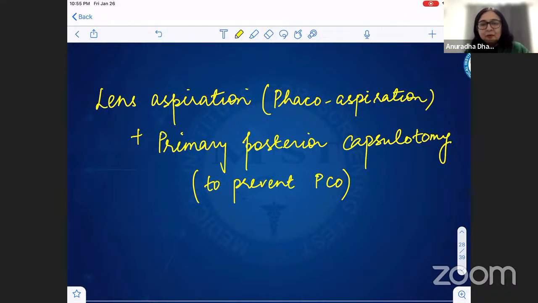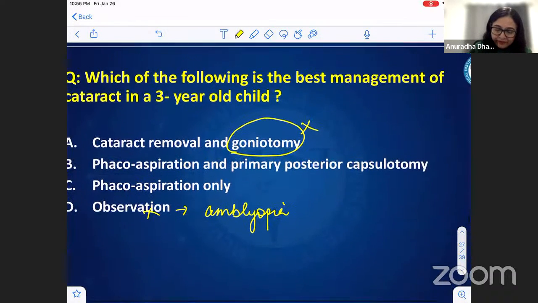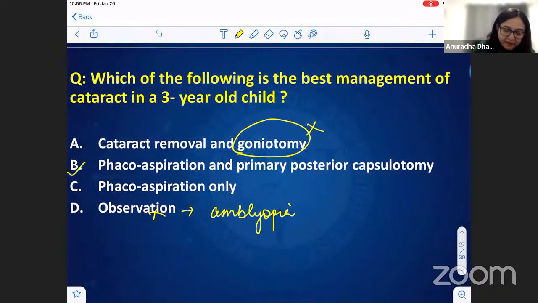So anterior capsulotomy is done in all the cases, the CCC, continuous curvilinear capsulorhexis. But in children, what additional thing are we doing? We are making an opening in the posterior capsule also, a small opening in the center, which is called primary posterior capsulotomy. That is to prevent the risk of central PCO. So the right answer for this question, the best management, will be phacoaspiration and primary posterior capsulotomy.